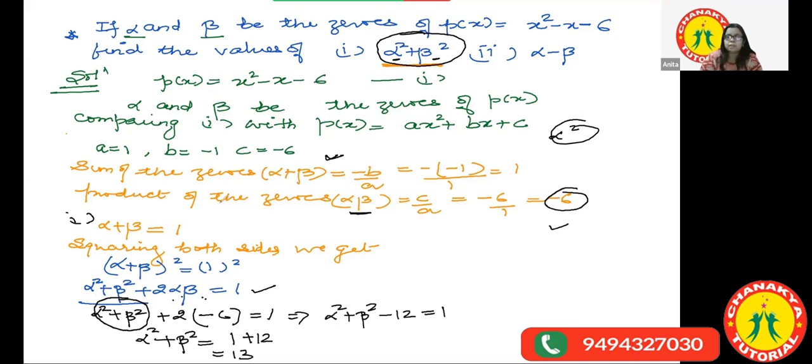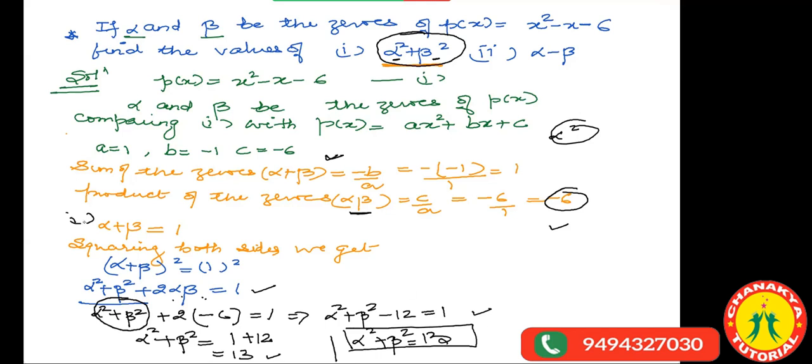It was minus 6, so alpha square plus beta square plus 2 into minus 6 is equal to 1. Then 2 into minus 6 is minus 12, so alpha square plus beta square minus 12 is equal to 1. Now transpose this minus 12 to the right hand side. It will be plus 12. Then 1 plus 12 will be equal to 13. So the value of alpha square plus beta square is equal to 13. This is the answer. Have you understood, children? Yes, ma'am. Is there any doubt?